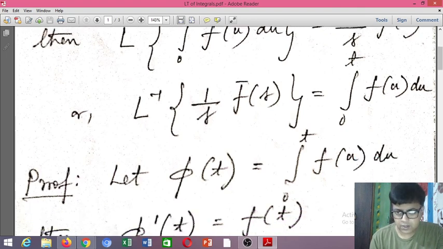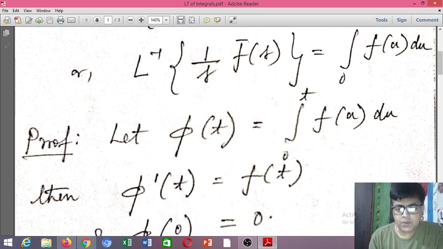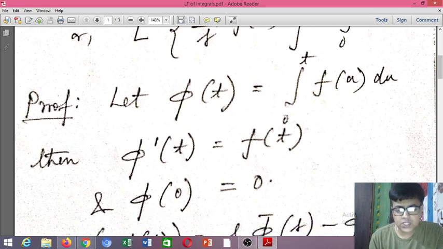Now we come to the proof of it. We require to prove that L of the integral from 0 to t of f(u) du is equal to (1/s) f bar(s), on the assumption that the Laplace transform of f(t) is known to be equal to f bar(s). Initially we assume the integral from 0 to t of f(u) du as phi(t), because it's obviously a function of t. Then we differentiate phi(t) with respect to t, so we obtain phi dash(t), which will obviously be f(t). And phi(0) will be 0, because the limits are the same, so the area is 0. So phi(0) is 0, phi dash(t) is f(t).